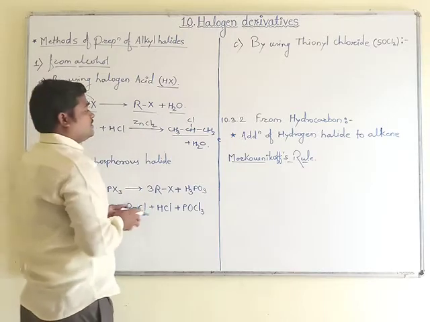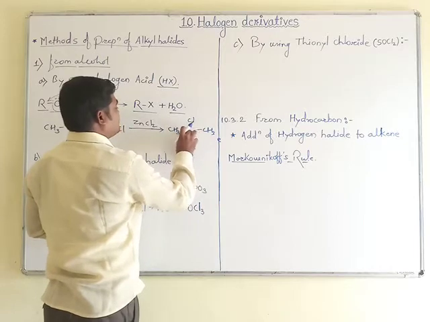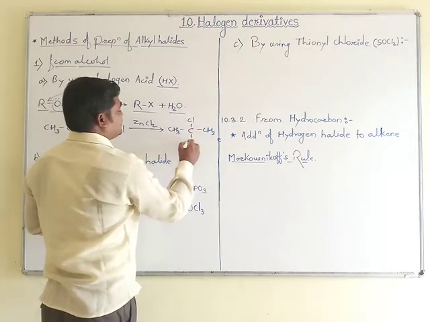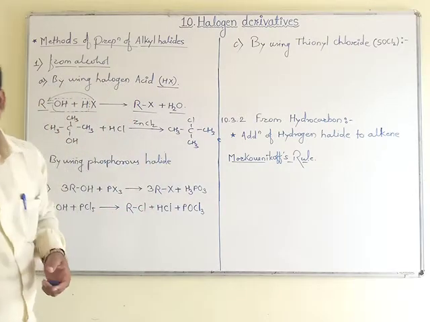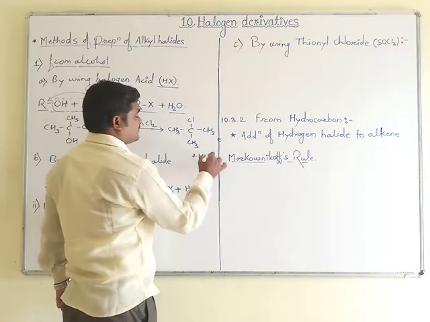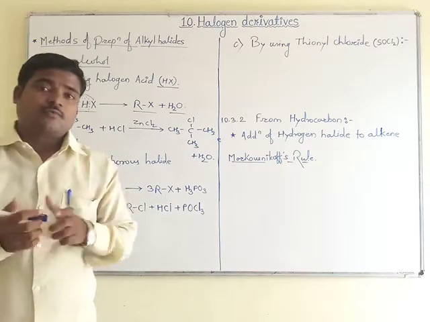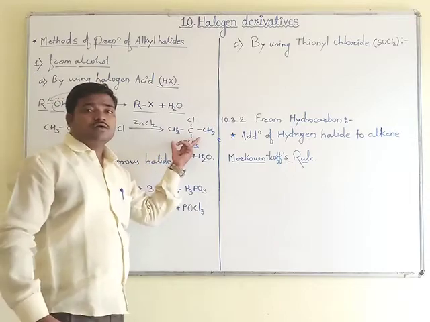Here the only change we have to make is, with the replacement of one hydrogen, we place a CH3 group. This compound will form along with H2O, and the name of this compound is tertiary butyl chloride. From tertiary butyl alcohol we can prepare tertiary butyl chloride.